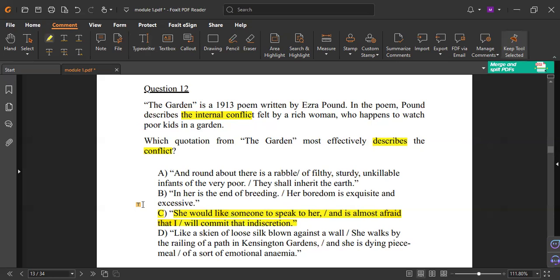External conflict is a disagreement between you and someone else. It could be someone else, it could be the society, it could be the ideas of the people around you, or it could be the practices of the community around you. So it is between you and an outside force. But here it's internal. So it's about her. That's why.